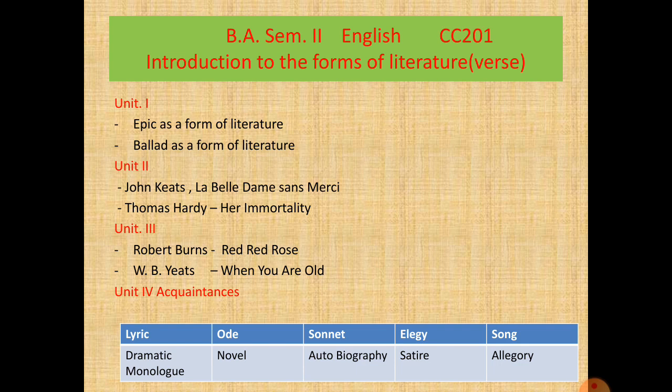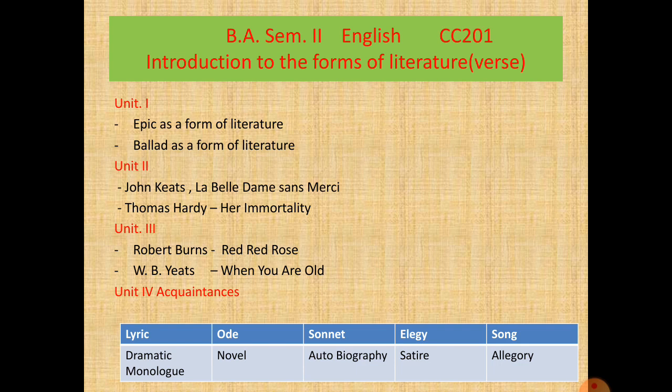So here you can see that this epic and ballad, what you have in the first unit, both are forms of poetry. In the second unit there are 2 topics given in your syllabus, and these are John Keats' La Belle Dame sans Merci and Thomas Hardy's Her Immortality.